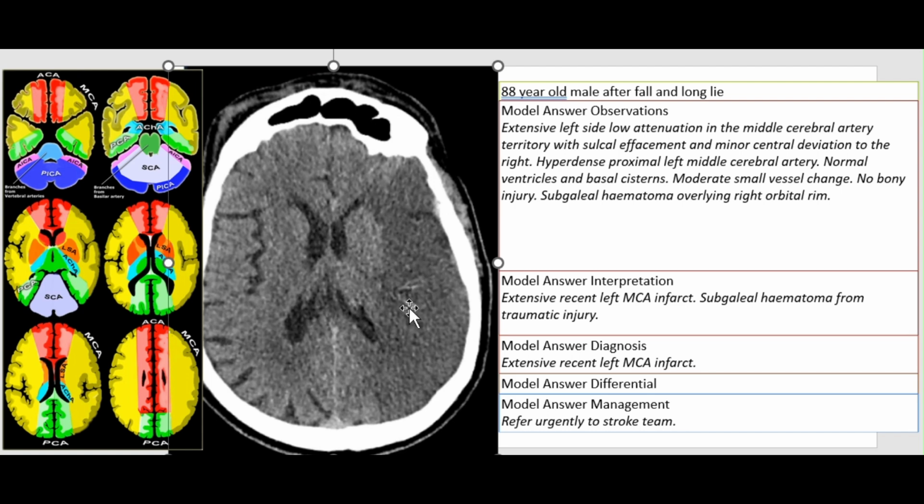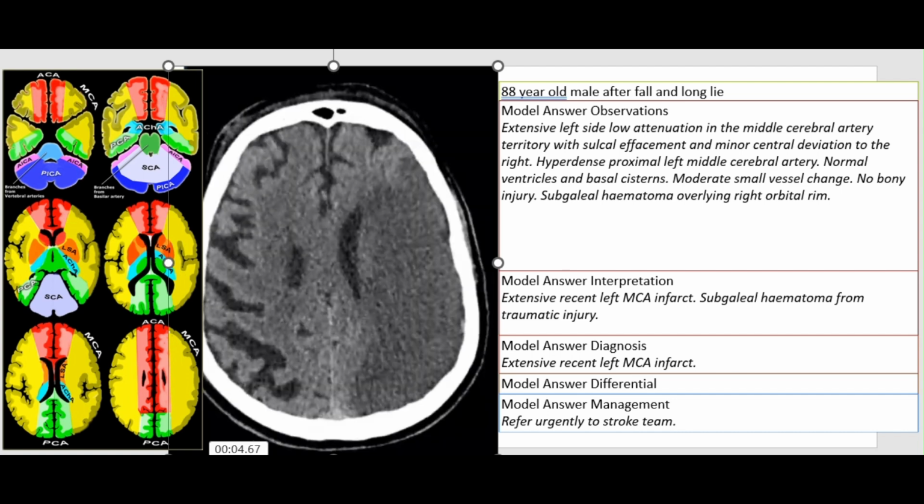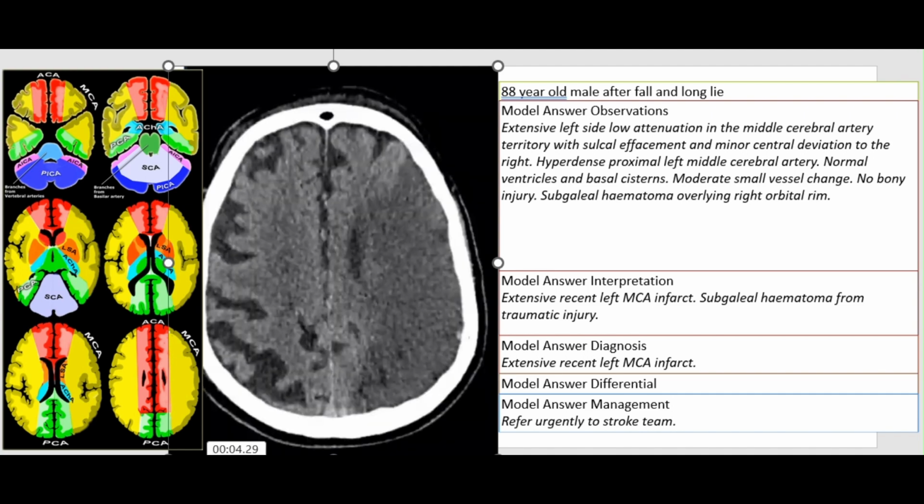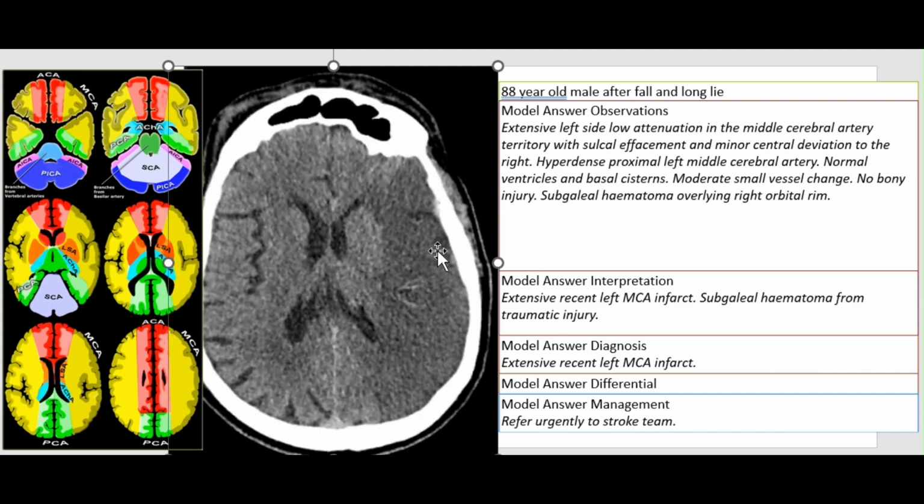This low attenuation is associated with sulcal effacement. Can you see the sulci here? Sulci here. All of these sulci are effaced by mass effect from this low attenuation. Okay, can you see the sulci here? All of these sulci are effaced. The sulci here are effaced here.